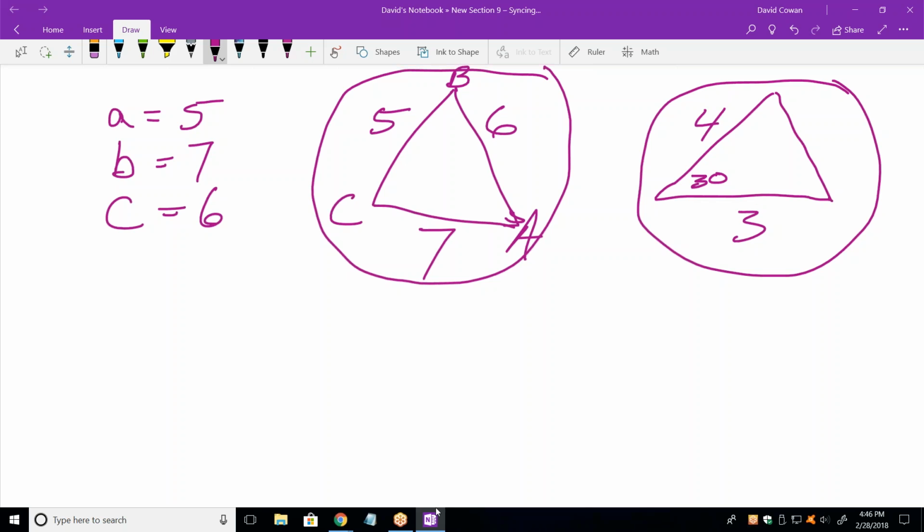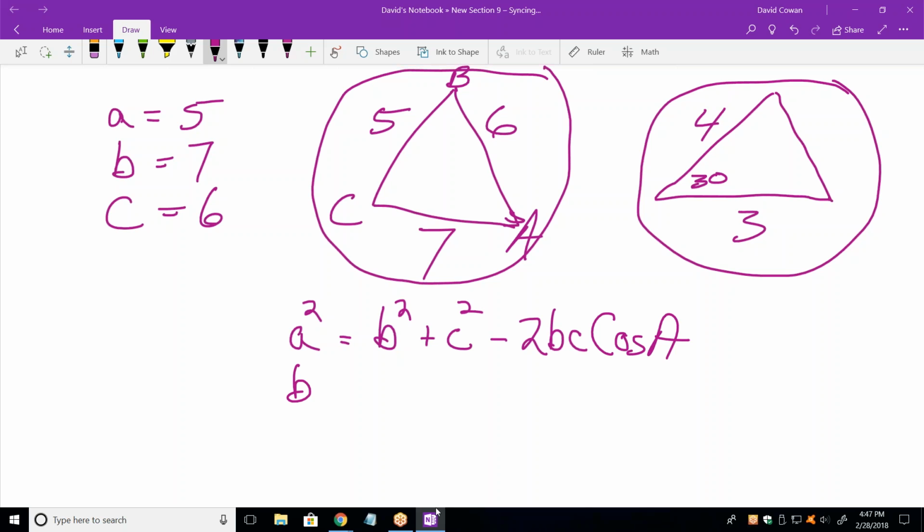I don't know a law of cosines that works for that triangle. Here, there are 3 of them. You've got to memorize these. They're not going to give them to you. Oh yeah, a squared equals... There is something quite similar between all 3 of them. See if you can pick up the pattern. It's the rest of it.